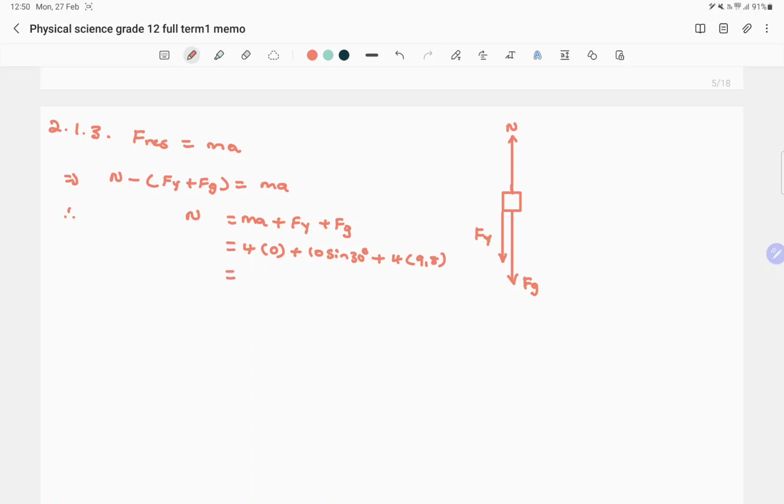That's easy. So let's kill the bull. So we've got here 10 into sine 30, which is basically a half, honestly. Don't know why I'm even doing this. Plus, and then 4 into 9.8.